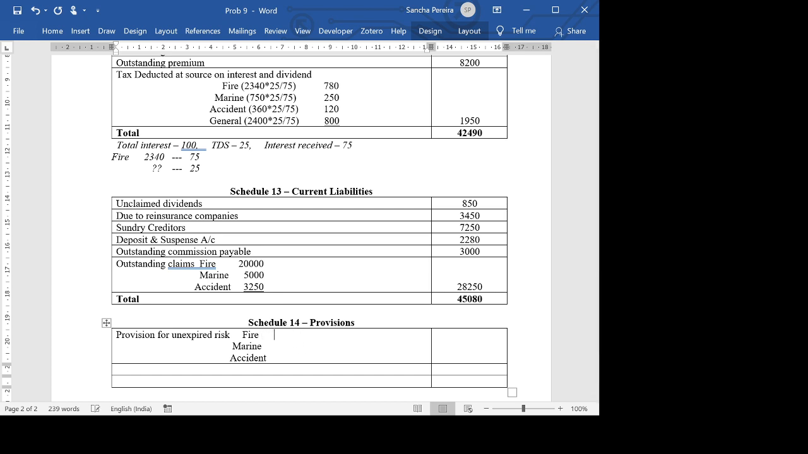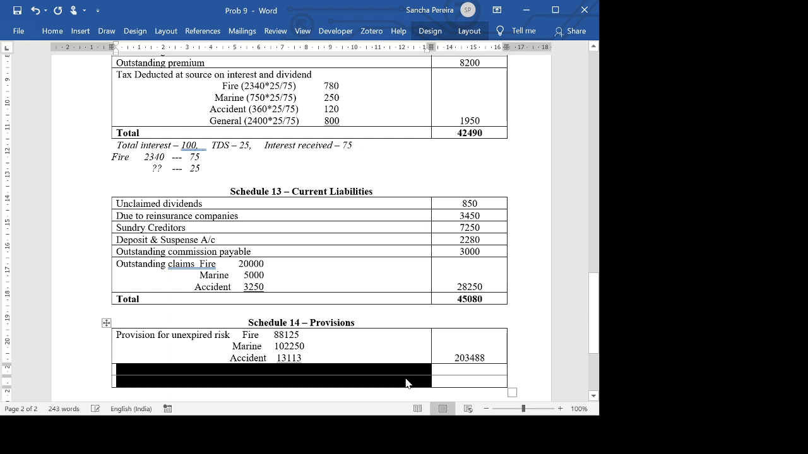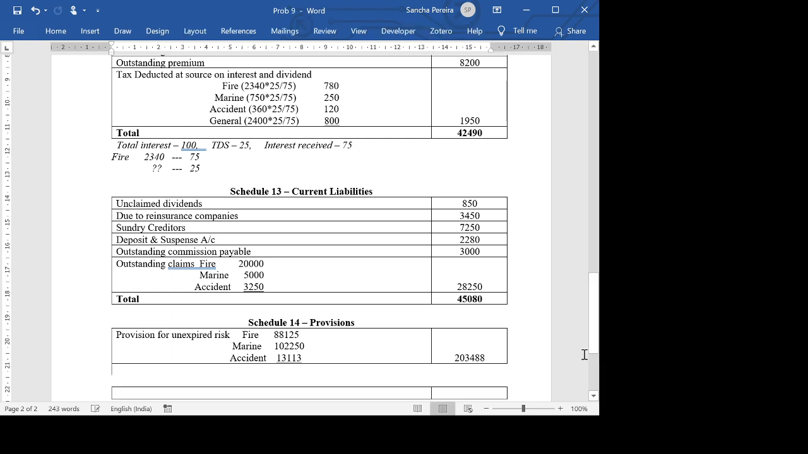Fire is 88,125. Marine is 102,250 and accident is 13,113. So the total of this provision for unexpired risk comes to 2,03,488.